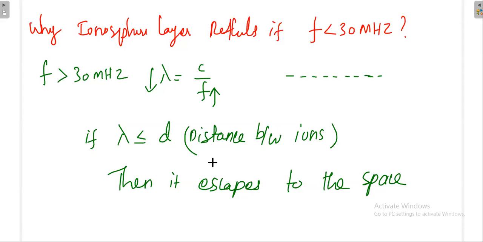Then suppose you use a range of frequency less than 30 megahertz, then how exactly is it getting reflected?